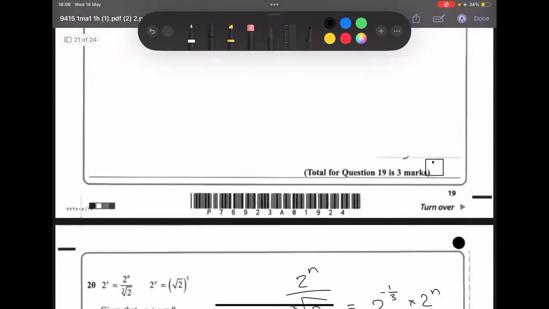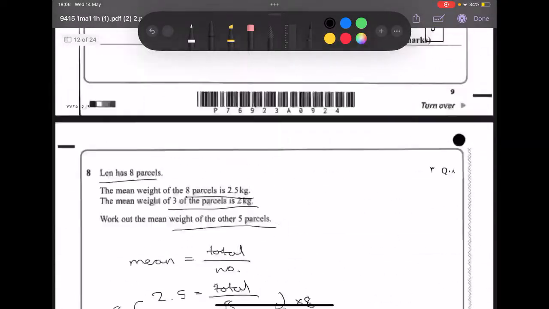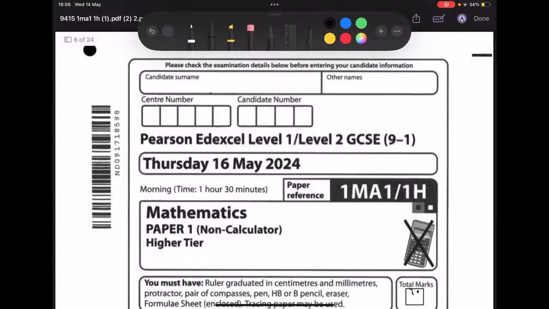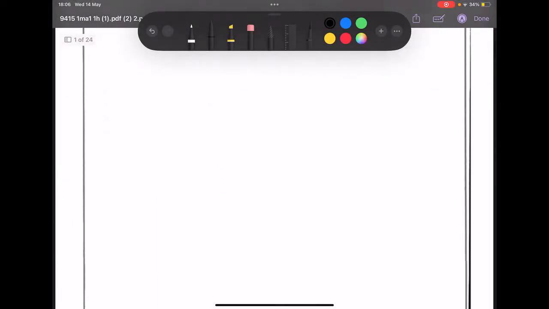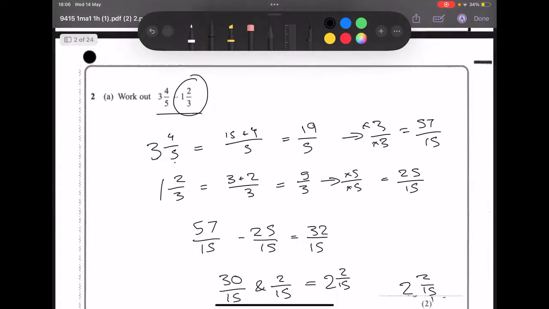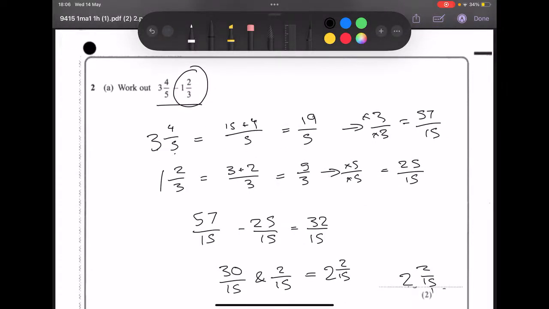Now, this was quite a tricky paper, to be honest. However, until question 18 or 19, you should be able to get full marks, as there's nothing challenging. It wasn't really problem solving, and as long as you know what you're doing, you should be able to achieve full marks.